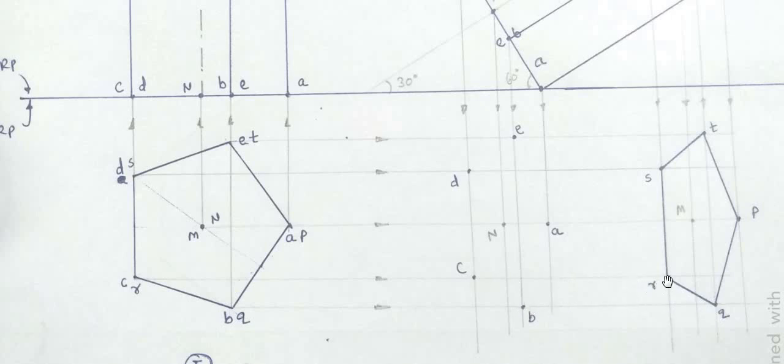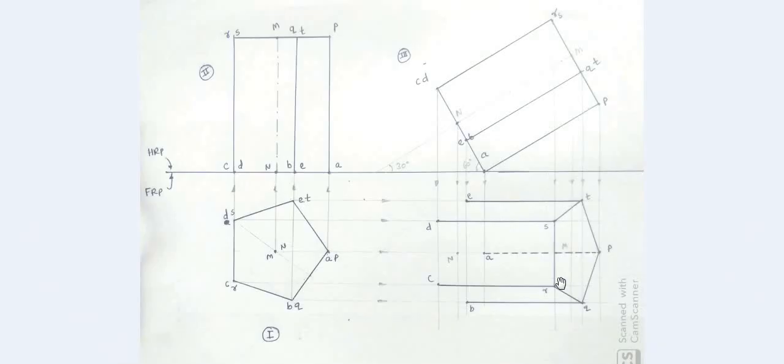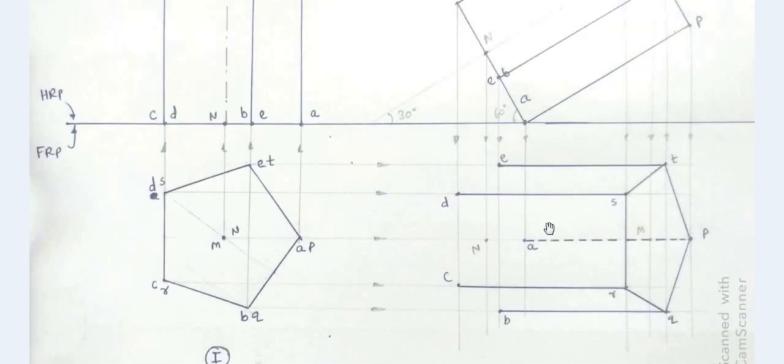C to R is also not intersecting anything, it will be continuous. D to S is also not intersecting, hence will be continuous. And E to T, again it is not intersecting anything, hence it will be continuous. So out of these 5 longer edges, only AP is intersecting, hence it will be drawn as dotted line. So these 5 longer edges we have completed, of which only one is hidden, hence dotted.